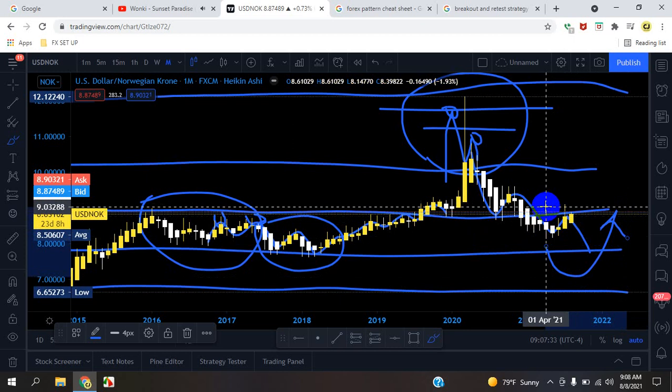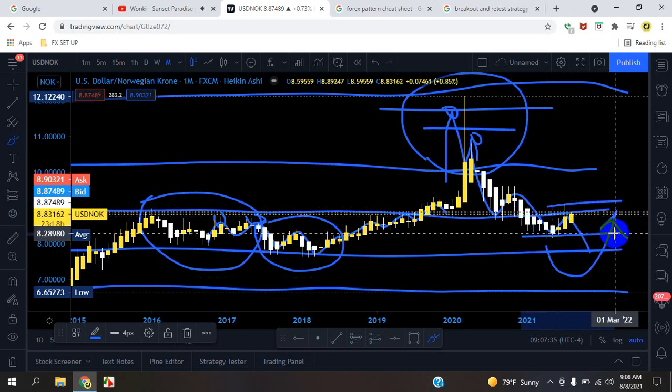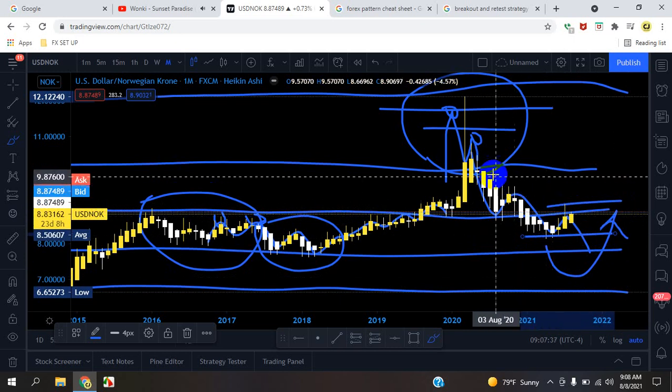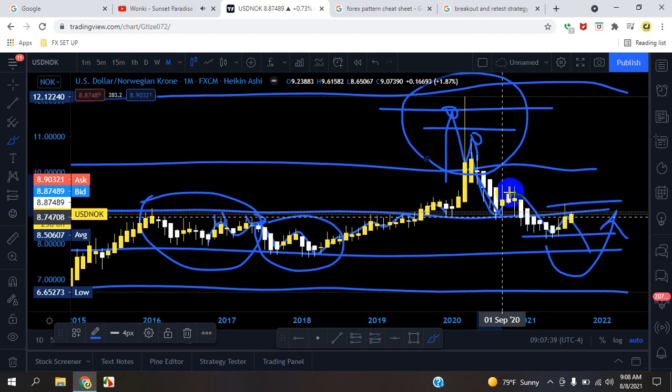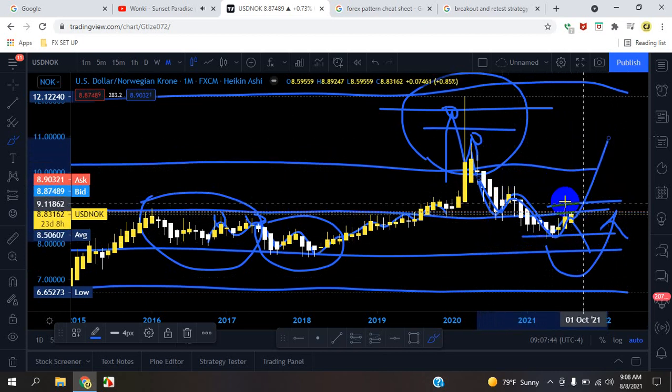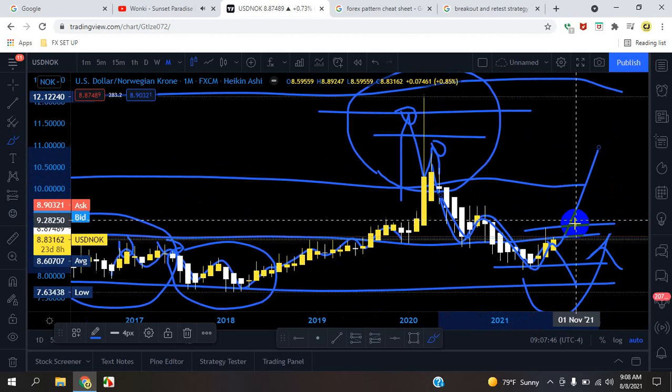If not, we know that the market could do what? Consolidate sideways. If not, what else can happen? This could be the double bottom where the first leg comes, retests, and market shoots up. So there's multiple things that can happen.